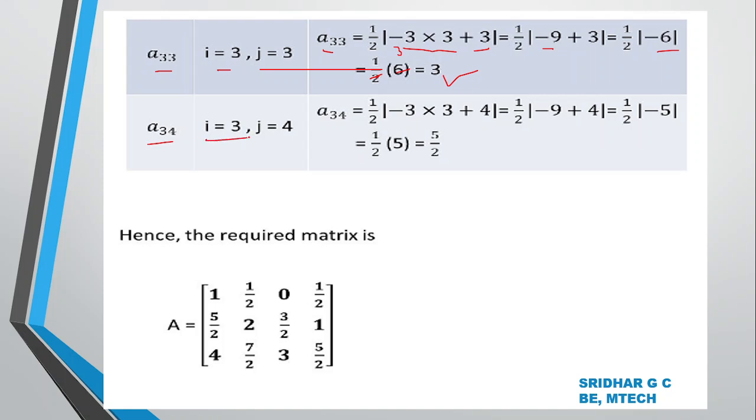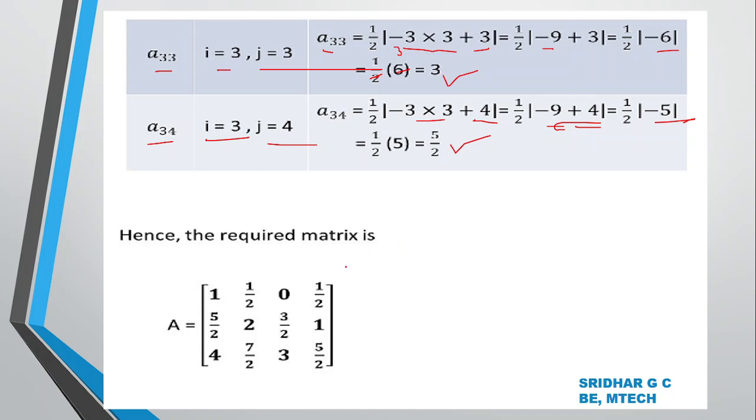Next, solve for A34. Same way, i equals 3, j equals 4. Substitute here. So 1 by 2, magnitude of minus 3 into 3 plus 4. So 1 by 2, magnitude of minus 9. Why? 3 3s are 9. So it will be minus 9 plus 4. Minus 9 plus 4 will be minus 5. So magnitude of negative will be positive. So 1 by 2 into 5, it will be 5 by 2. This is the way to solve the problem.